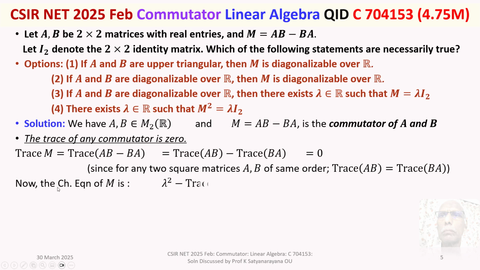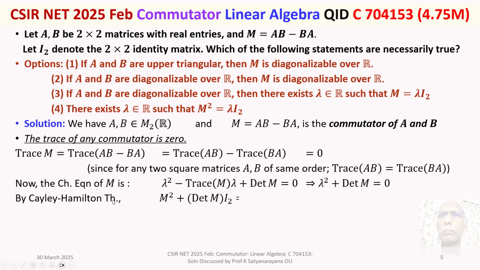Now, the characteristic equation of M is given by lambda square minus trace of M into lambda plus determinant of M is equal to 0. Now, trace of M is 0. This becomes lambda square plus determinant of M is equal to 0. Now, apply the Cayley-Hamilton theorem. The Cayley-Hamilton theorem states that every square matrix satisfies its characteristic equation. Therefore, M square plus determinant of M into I2 is equal to 0. That will imply M square is equal to minus determinant of M into I2.